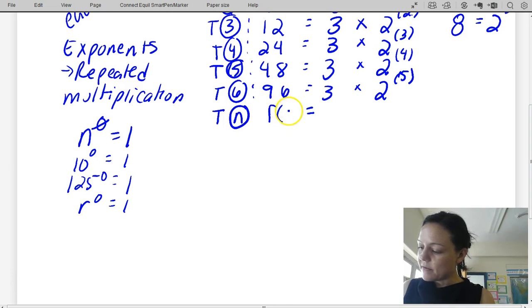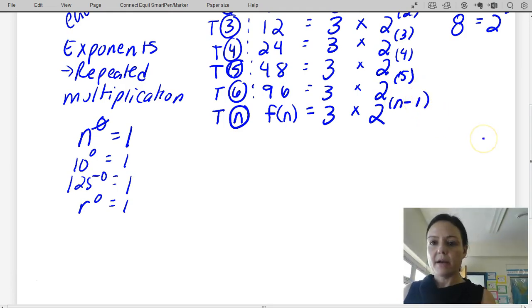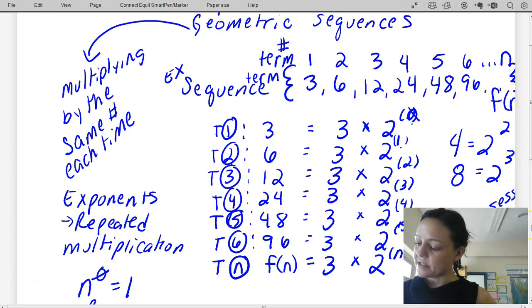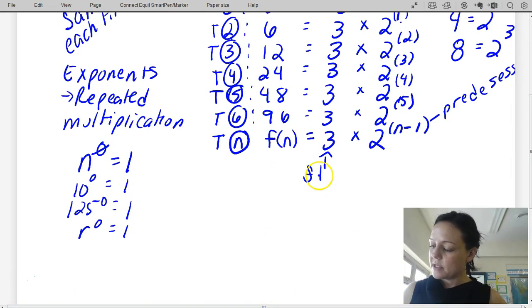Let's see, f of n, our function of n, is going to be 3 times 2 to the n minus 1, right? 3 times 2 to the n minus 1, where n minus 1 is the predecessor to the term number. Did I spell that predecessor correctly? I may not have. Okay, 3 is our starting value.